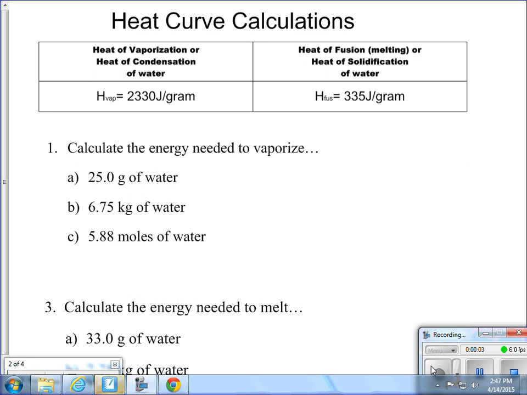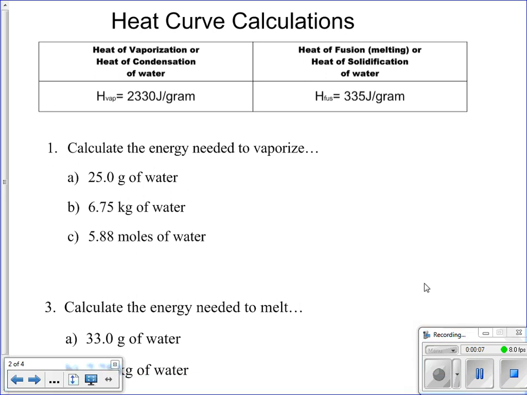Okay, on this video, we're doing the heat curve calculations. The most important thing you need from this worksheet, the heat of vaporization value. So vaporization or condensation, vaporization, we're vaporizing. We're going from a liquid to a gas. And then condensation would be the opposite. We're going from a gas to a liquid.